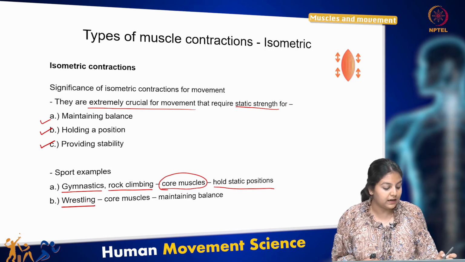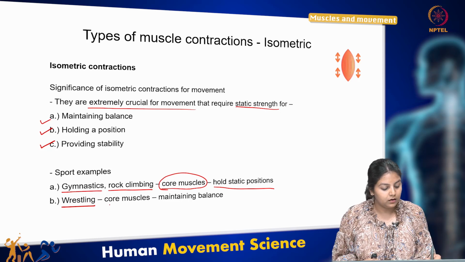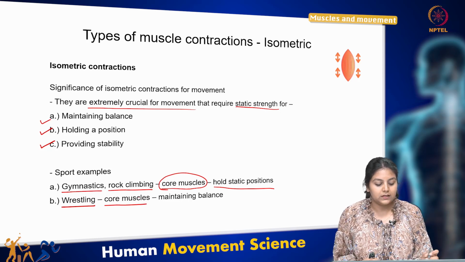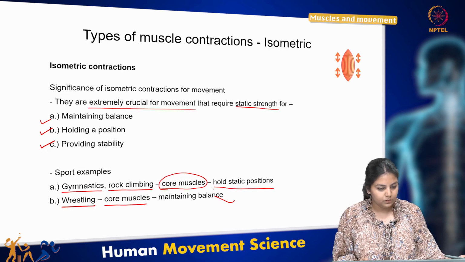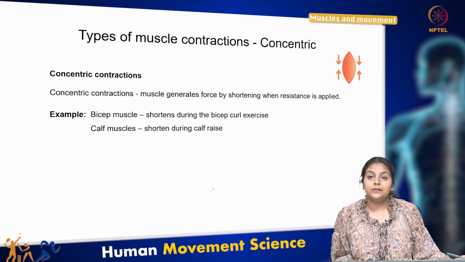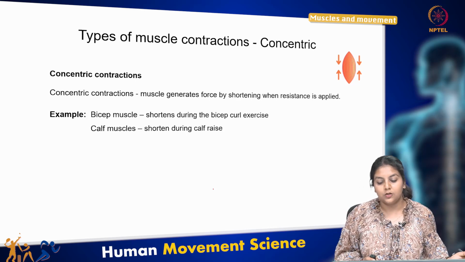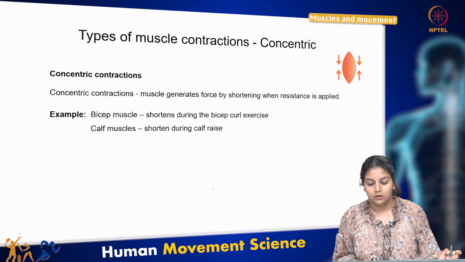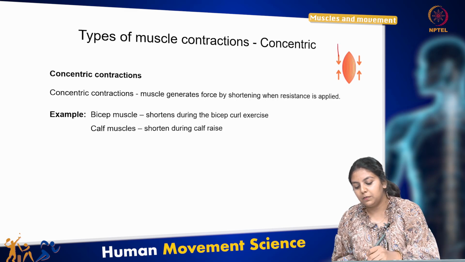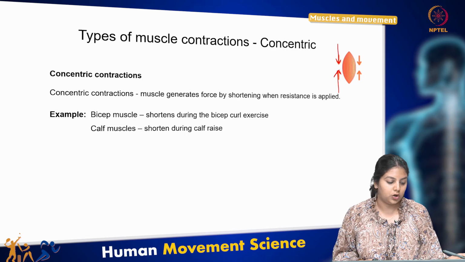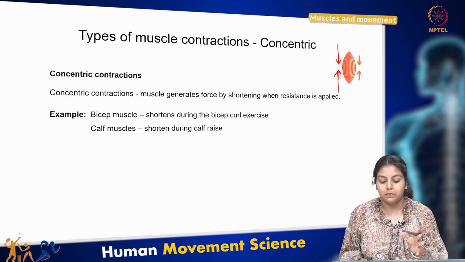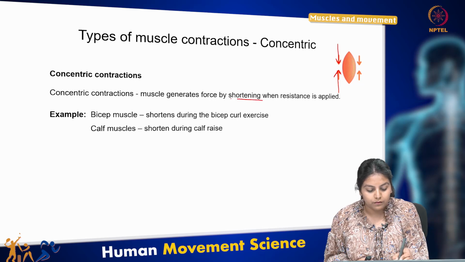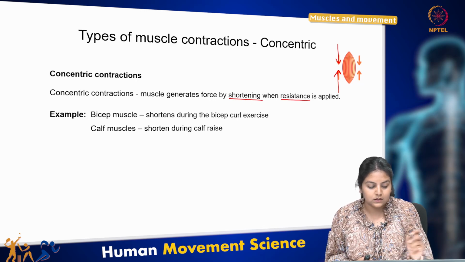Whereas in a sport like wrestling, for example, again, core muscles are very key, as they help in maintaining balance. Let's move on to concentric contractions. So in concentric contraction, the force is applied again from both sides and the muscle contracts or shortens. So concentric contraction is where the muscle generates force by shortening when a resistance is applied.